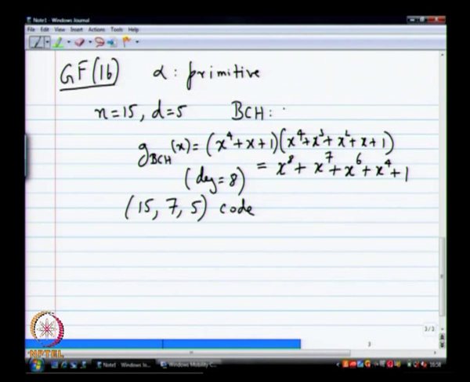Okay. Now, do you have a proof for the exact minimum distance of this code? Okay. It has to be equal to 5. Why? There is something staring at you right there. So, you have this, g of x itself. Okay. So, this is a weight 5 code word. Can you give me any other weight 5 code word?